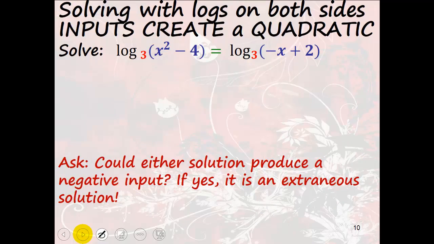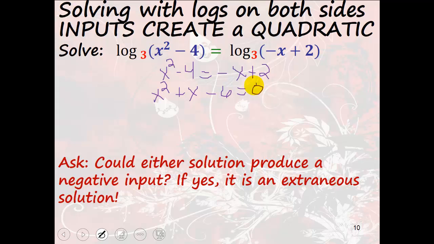All right. Sometimes we can get a situation where when we set our inputs equal to each other, we can actually get a quadratic. So we're going to solve it. Most of the time, the way they present these to you, you can use factoring, or you could use the quadratic formula. My bases are alike, so I know that x squared minus 4 has to equal negative x plus 2. So I'm going to move everything to the left. x squared plus x minus 6 equals 0.